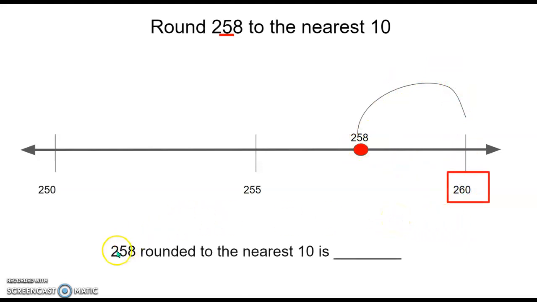Then I'm going to look at my sentence stem, and it says 258 rounded to the nearest 10 is, and we just said the answer is 260, so I'm going to fill that in on my line. Make sure you have all of this on your paper before going to the next part of the problems we're doing together.